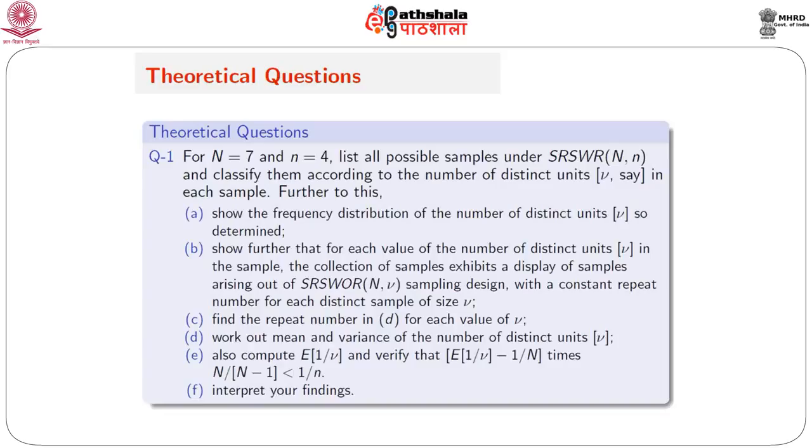With that we closed, and then we will take up some sample questions, mainly relating to understanding of simple random sampling with replacement, partitioning the sample space, getting a clear idea about nu, the number of distinctive units, its distribution and other aspects. With that we will take up some simple questions and MCQs, then we will pass on to the next one. So, as usual we will start with some theoretical questions followed by MCQs.